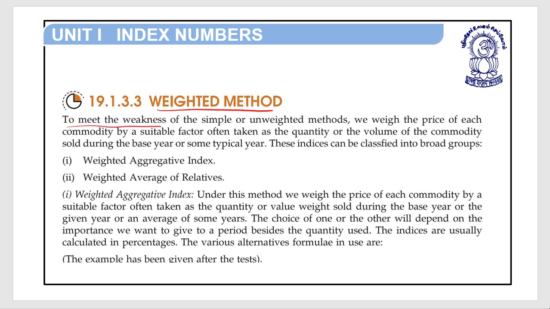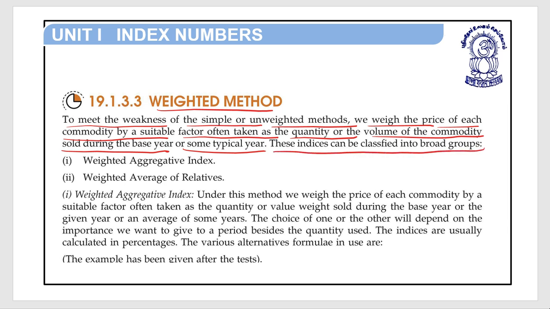Weighted method. To meet the weakness of the simple or unweighted methods, we weight the price of each commodity by a suitable factor, often taken as the quantity or the volume of the commodity sold during the base year or some typical year. These indices can be classified into two broad groups: weighted aggregative index and weighted average of relatives.